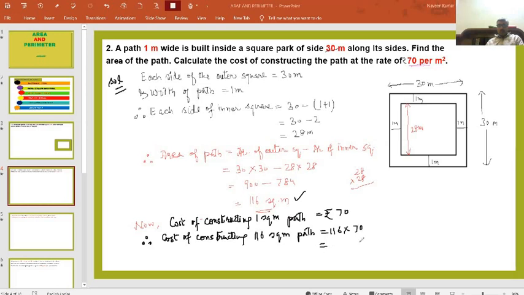Now multiply. 0, 7 6 the 42. 7 1 the 7, 7 plus 4 is 11. 7 1 the 7 plus 1 is 8. So 8,120 rupees is the cost of constructing the 116 square meter path.